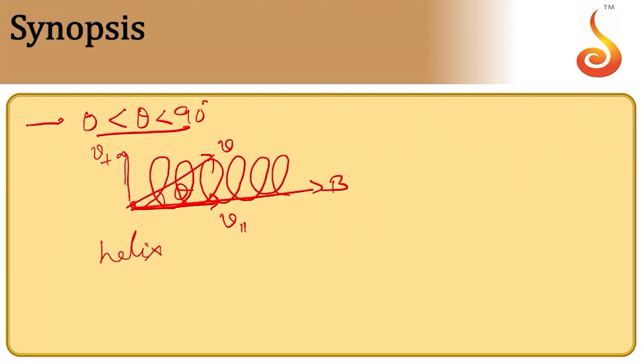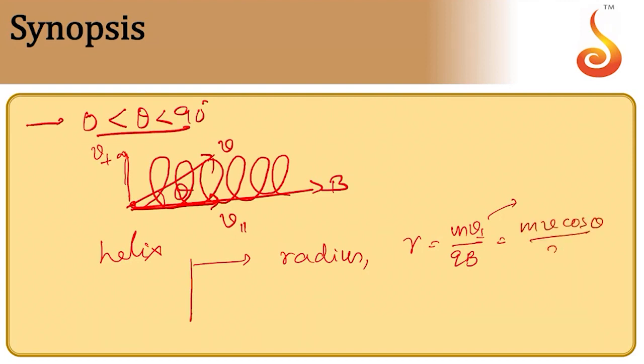And you know that a helix is understood in terms of radius, which is basically because of the circular part, m v perpendicular by qB. And if theta is the angle, then we can write v perpendicular as v cos theta. So, this can also be written as mv cos theta divided by qB. But you should be a little careful. It is basically v perpendicular. It could be v cos theta.